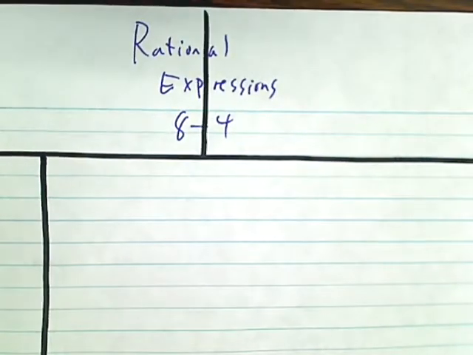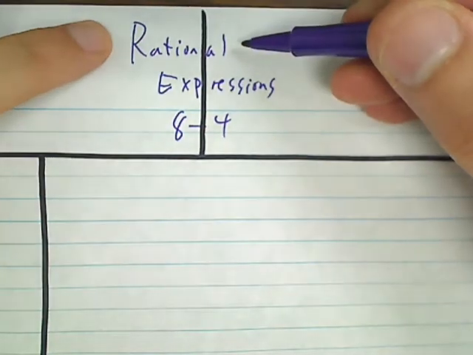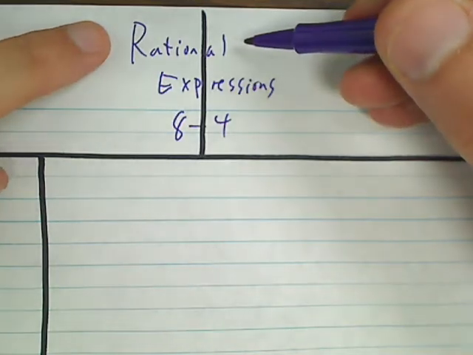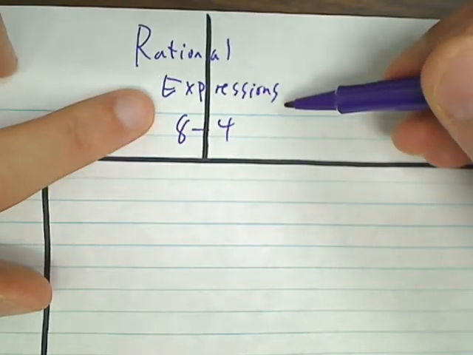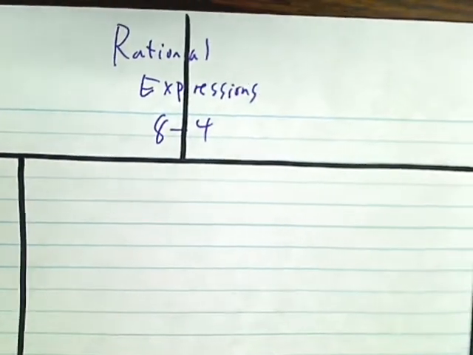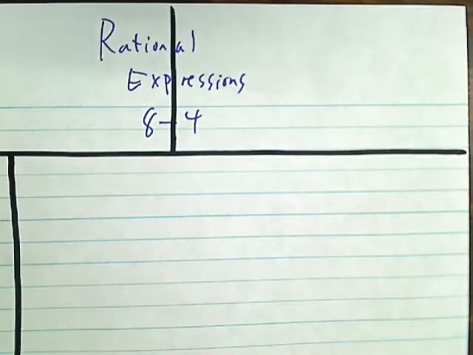Howdy, let's look at rational expressions, Section 8.4. Rational, like a rational number, means a number that can be written as a fraction. So rational means fraction-esque in some way. An expression means the algebraic expressions we're going to use. So this basically means algebra fractions. Okay, let's look at an example.